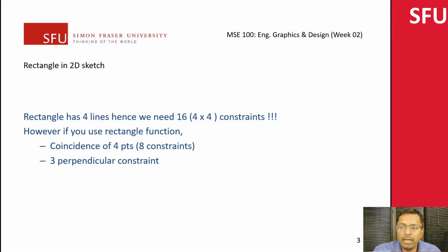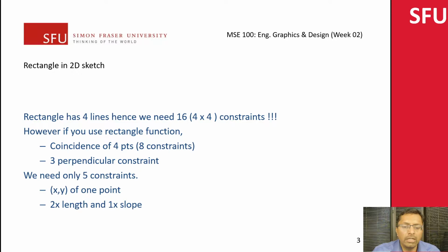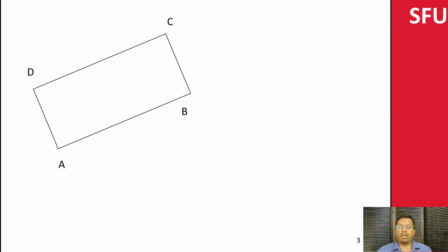So we need 5 constraints. So we do x, y of one of the points, and then we define 2 lengths, so essentially 2 perpendicular lengths, and then we give 1 slope. So that basically means we would fully constrain the sketch. So this would be our ABCD rectangle, and we are fully constraining it.